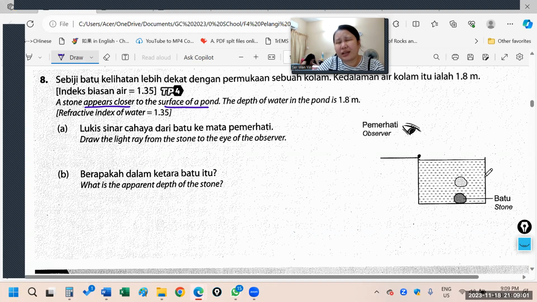When you look at a swimming pool, you will always feel the swimming pool is shallower than the real one. It's like this. Draw the light ray from the stone to the eye. If you see something, it's the light from this object to your eye. So we can draw the light coming from here, and this is water, this is air.